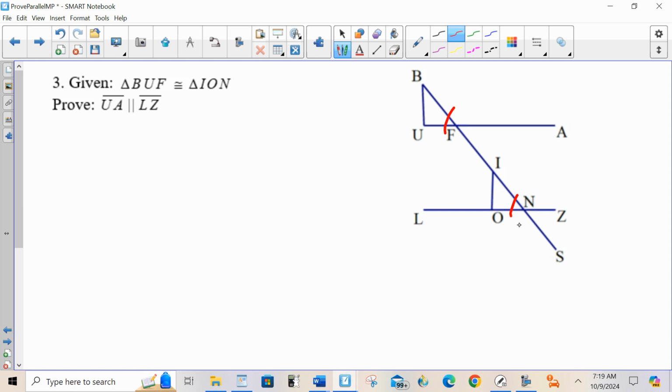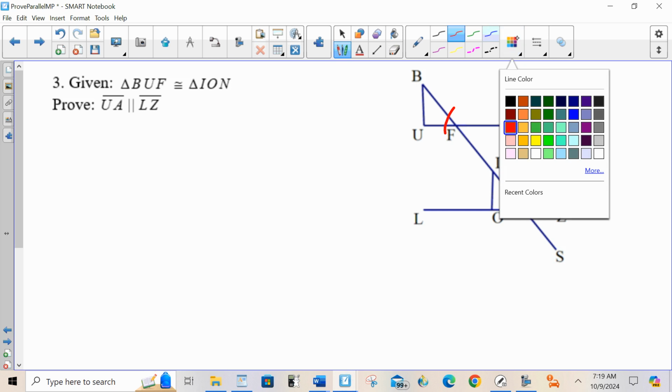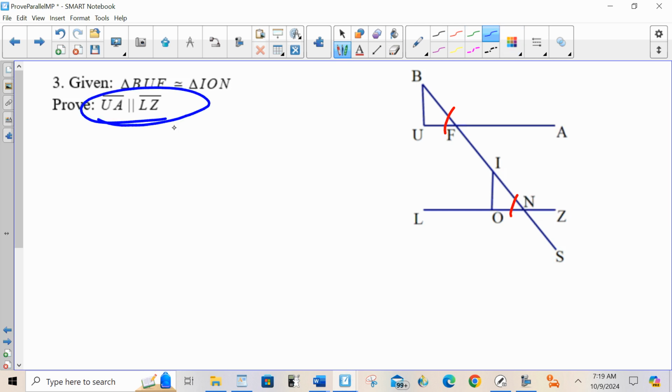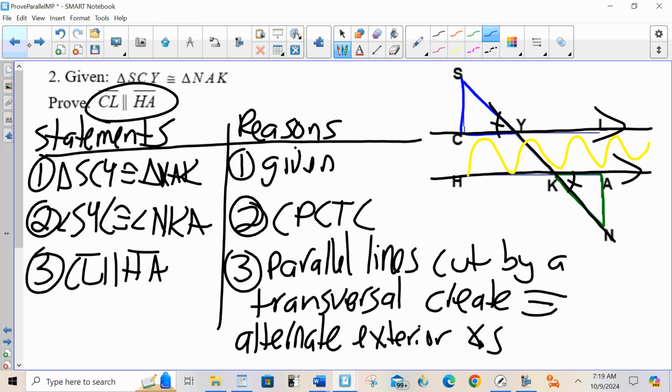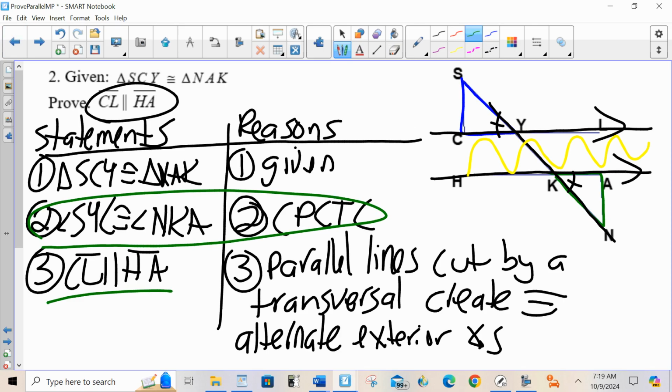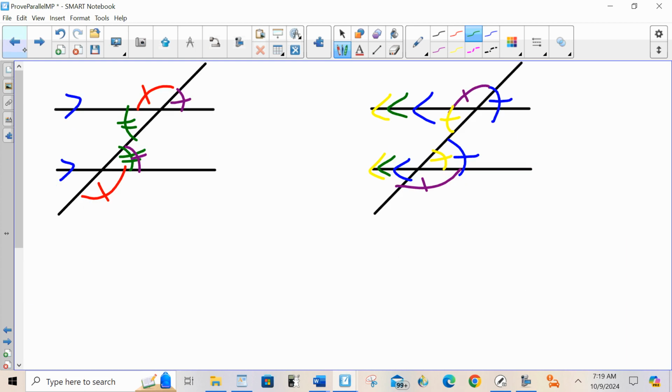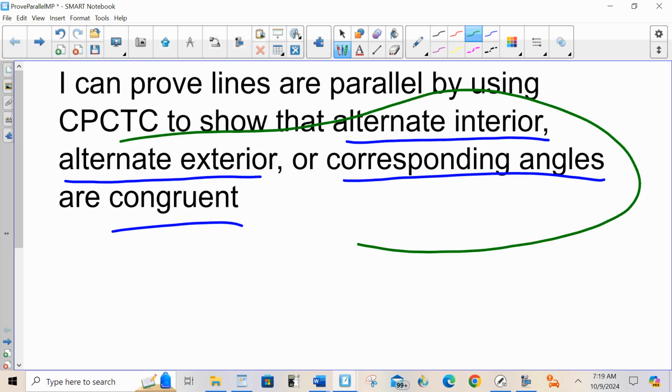So that's it. In order to prove that lines are parallel, I need either alternate interior, alternate exterior, or corresponding angles to be congruent. Once I have that, then I can state the lines are parallel. And to get that, for the purposes of this lesson, we use CPCTC once the triangles are congruent. But keep in mind, it could also come from a given. It can come from anywhere. Once you have alternate interior, alternate exterior, or corresponding angles congruent, then I can state the lines are parallel. Practice. See ya.